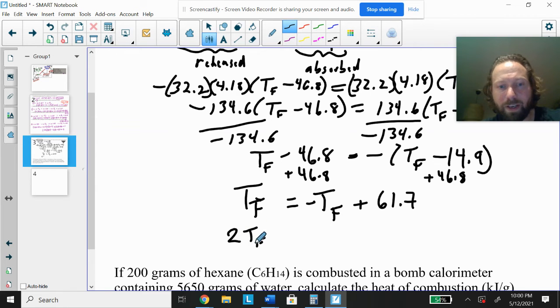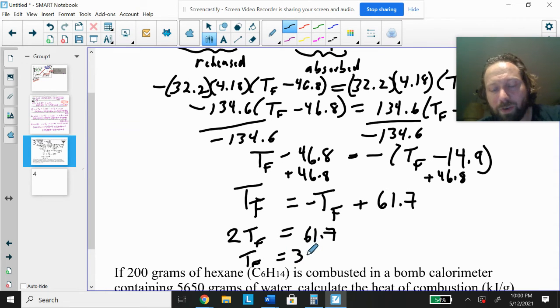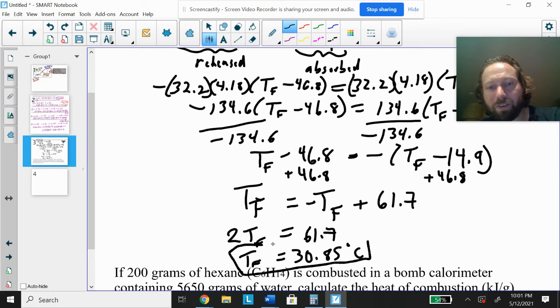2 TF is equal to 61.7, and then the final temperature, when we divide by 2 on both sides, is roughly equal to 30.85 degrees Celsius. Okay, so that's the final temperature for the substances.